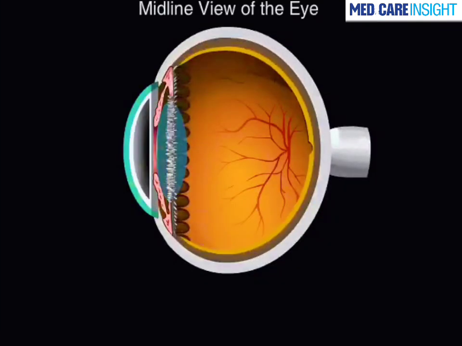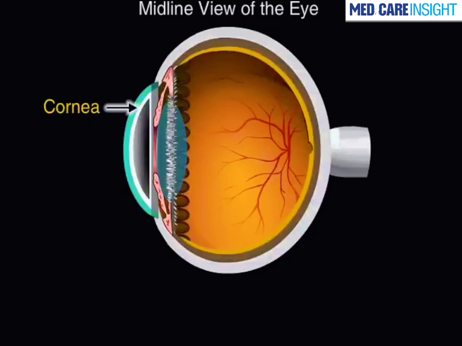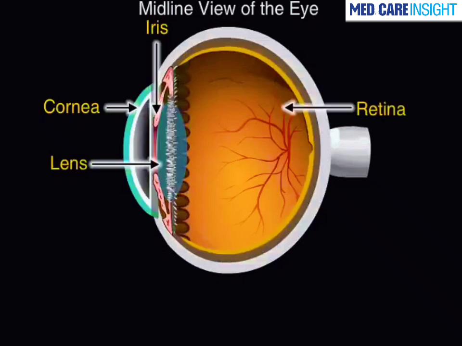Inside the eye are various structures working together to create an image the brain can understand. Among these are the cornea, a clear dome-like structure covering the iris or colored part of the eye, the lens directly below it, and the retina, which lines the back of the eye. The retina consists of thin layers of light-sensitive tissue.